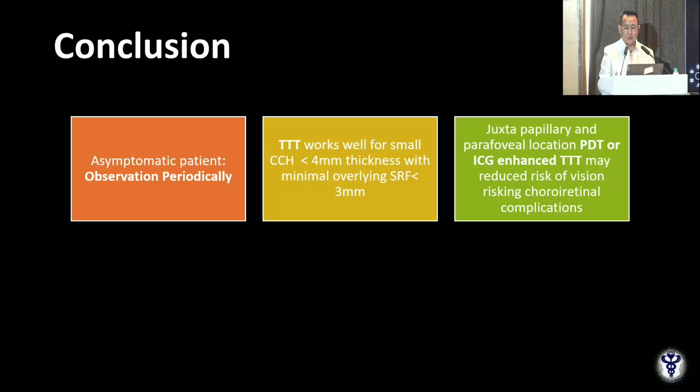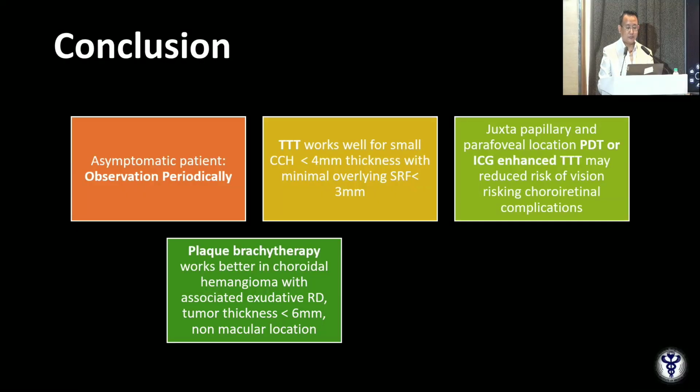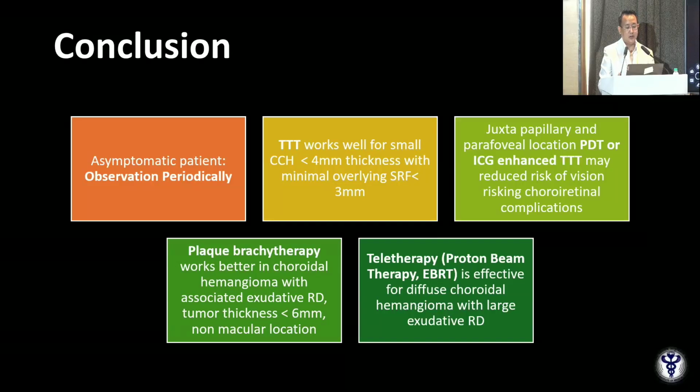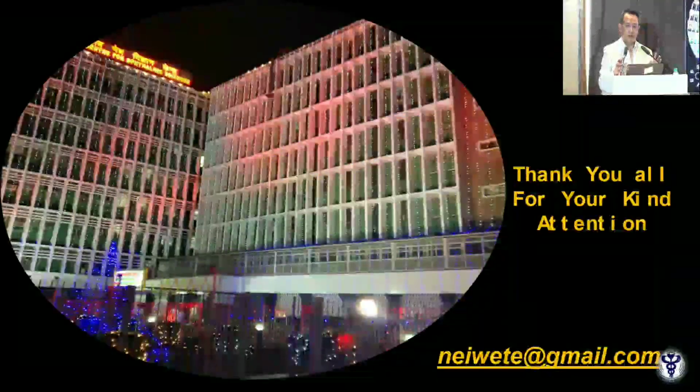Where the lesion is juxtapapillary or parafoveal, PDT or ICG-enhanced TTT may reduce the risk to vision and choroidal complications. Plaque brachytherapy works well in choroidal hemangioma with associated exudative retinal detachment, tumor thickness less than 6 millimeters, and non-macular locations. Teletherapy, that is EBRT or proton beam therapy, is effective for diffuse choroidal hemangioma with large exudative retinal detachment. Thank you all for your kind attention.